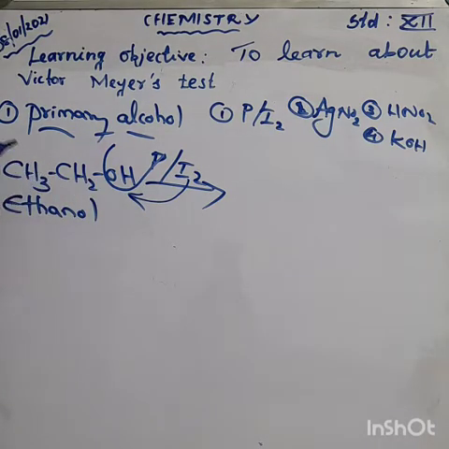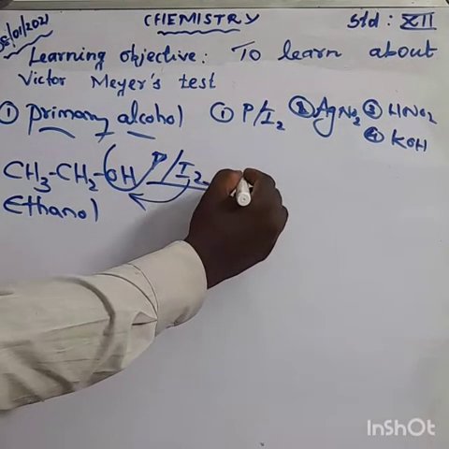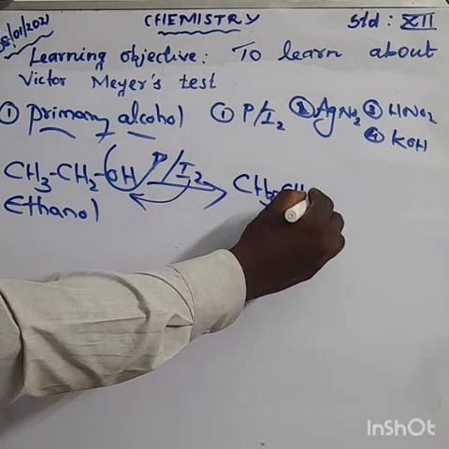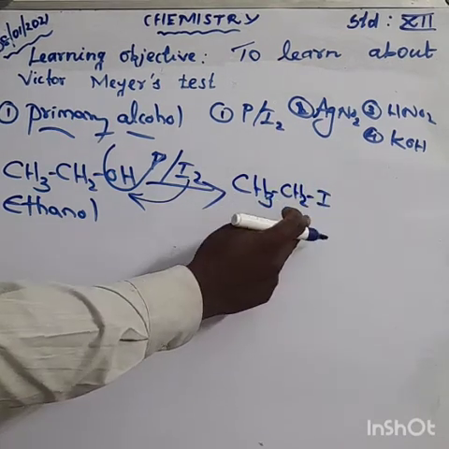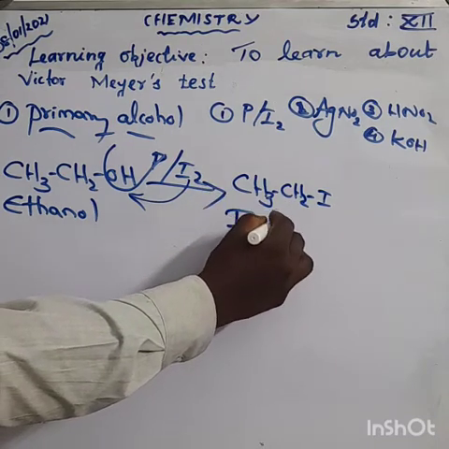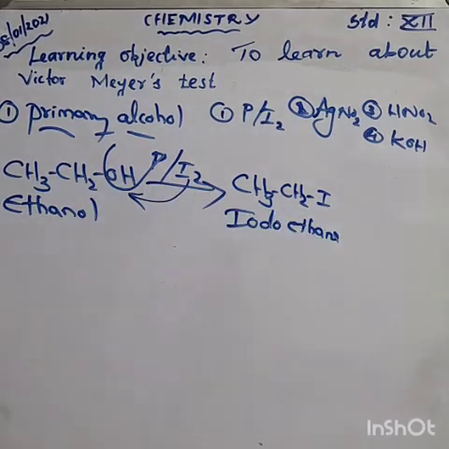So what is the formula of the compound? CH3CH2I. The name of the compound is iodoethane. Clear? Next, the first reagent is over.